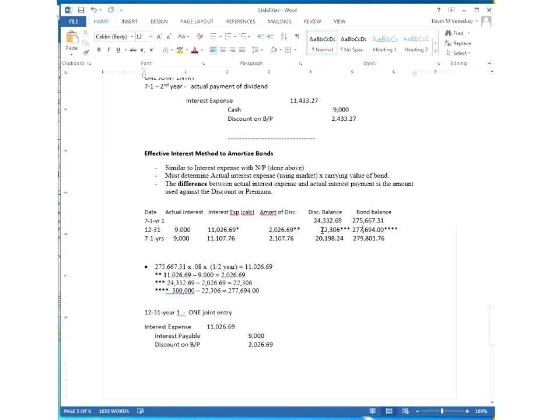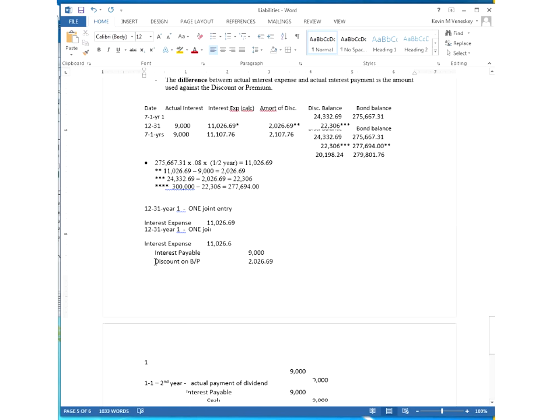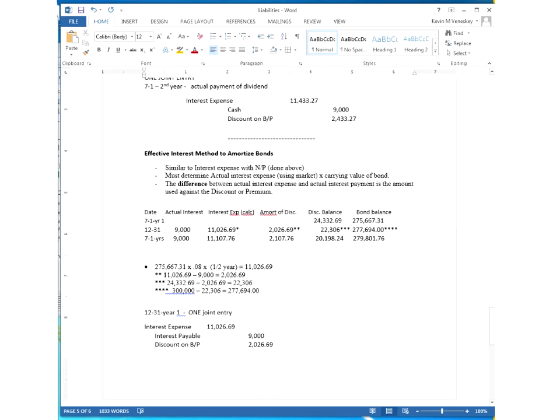Therefore, my bond balance is going to go up: 300,000 minus now only 22 instead of the 24. Eventually, this bond balance will be right at its face value, 300,000, on the final day that I have to pay back my bond. So then here's my entry. Instead of interest expense of $11,433, it's now interest expense of only $11,026.